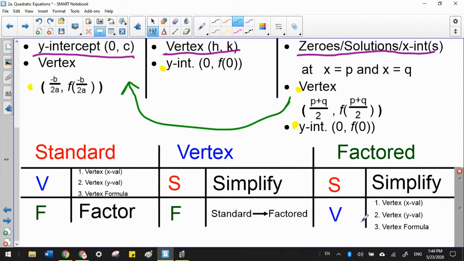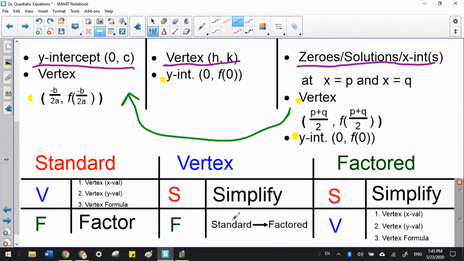And then for factored to vertex form, you would have to first find the x value of the vertex, and then find the y value of the vertex, and then match that to the vertex formula. And these are all the ways that they change between each other.